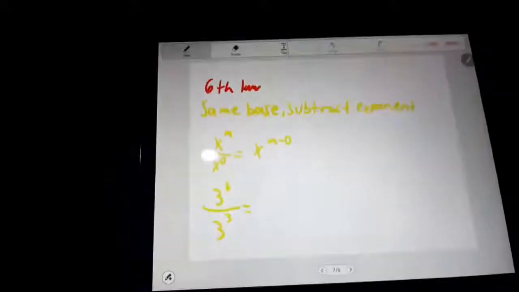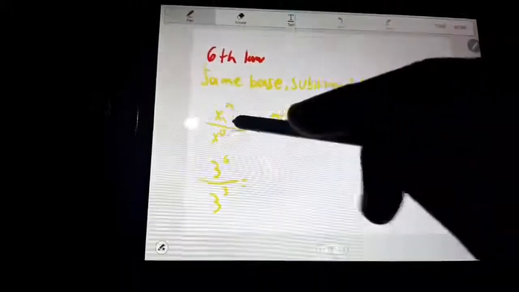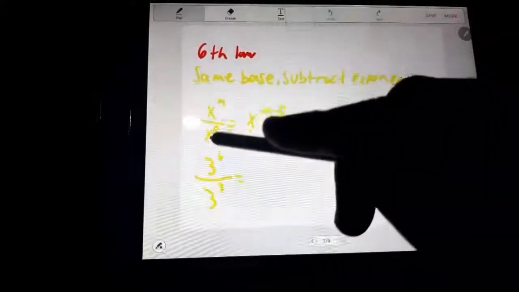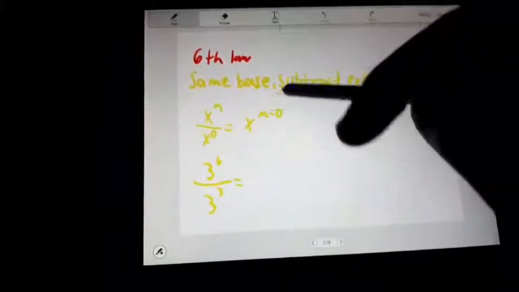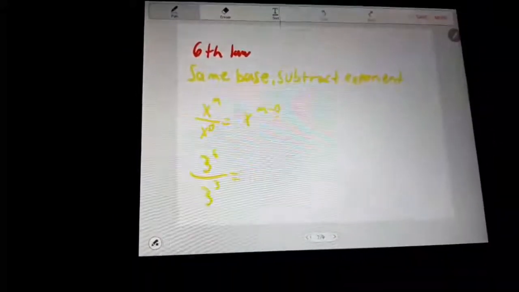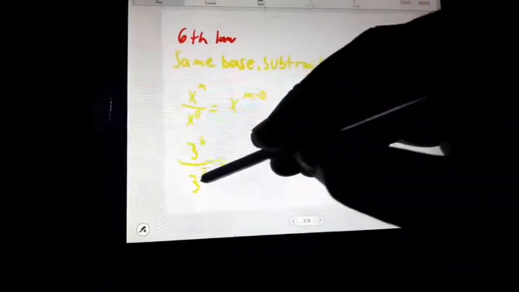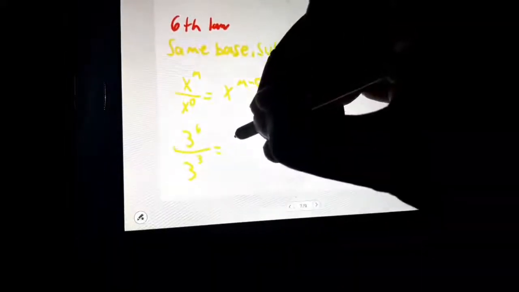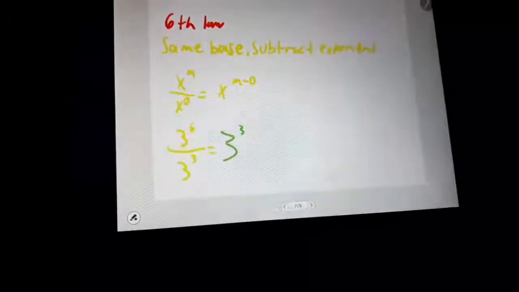Next naman po is just the 6th law, same base, then subtract the exponents. So, makikita mo yung sa display example. So, x raised to m over x raised to o magiging equals to x then raised to m minus o. So, I have an example is 3 raised to 6 over 3 raised to 3, so mag-subtract na ng exponent, so magiging 3 raised to 3.